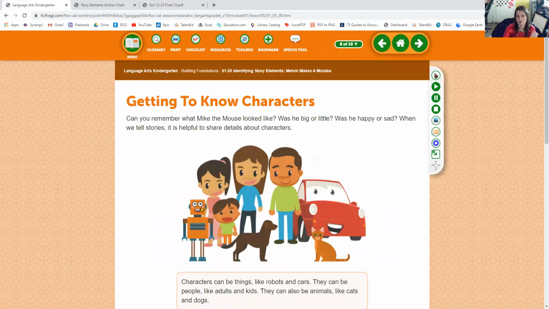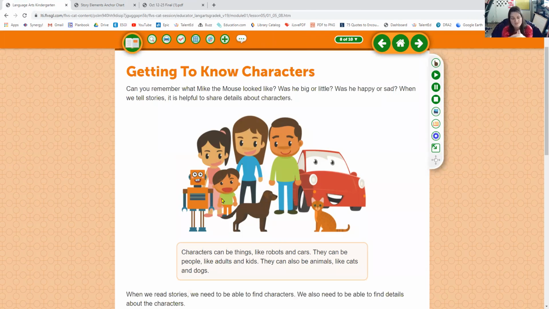Getting to know characters. So think about Mike the mouse and what he looked like. Was he little? Was he big? Was he happy? Was he sad? When you tell a story, sharing details about the characters is very helpful, telling more about the characters.